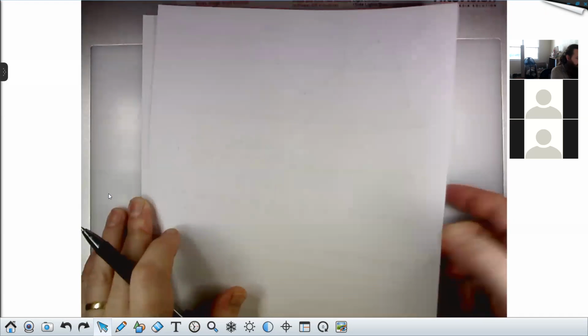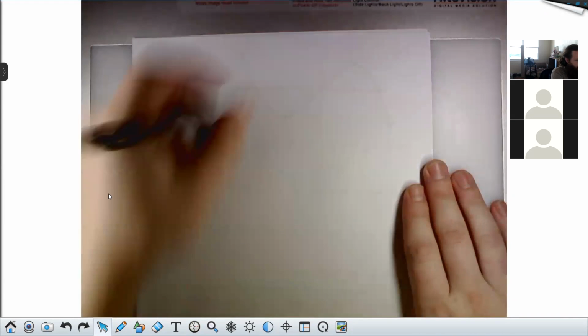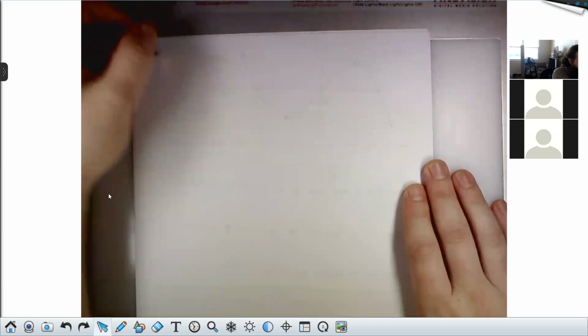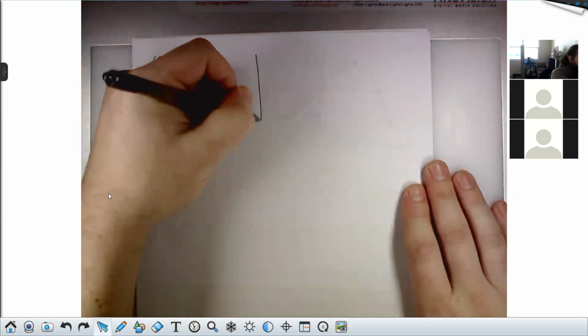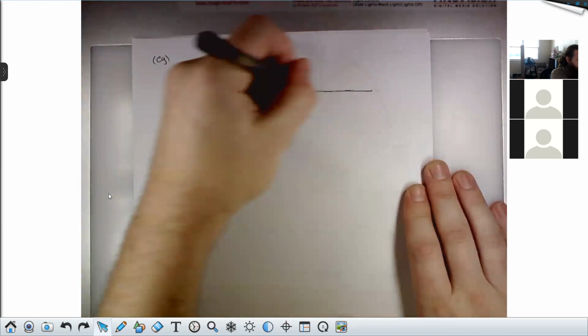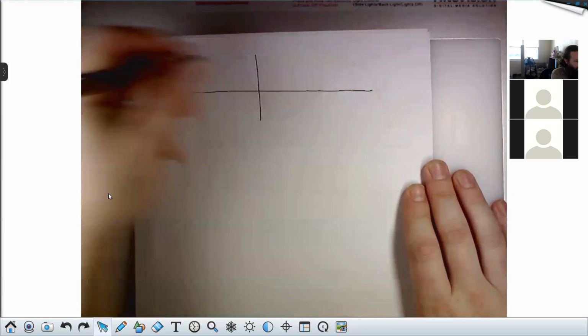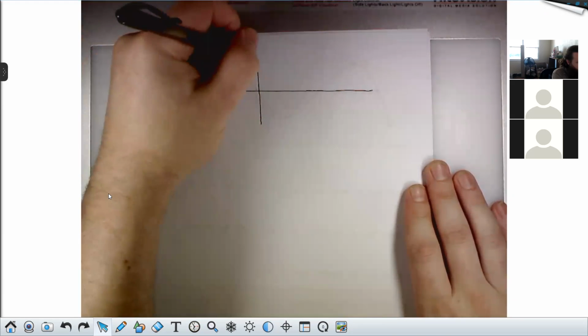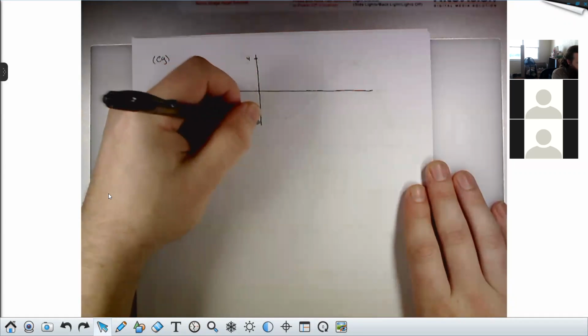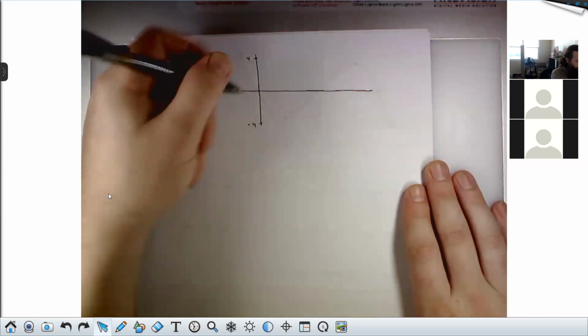One of my favorite examples. I'm not going to use precisely the example you talk about that much, but something a little bit similar. Let's call this 4. Let's call this negative.